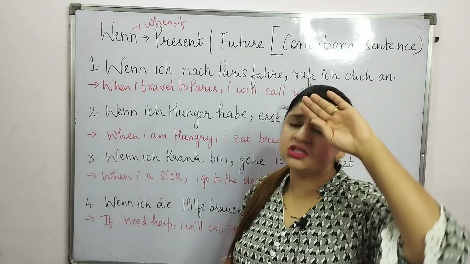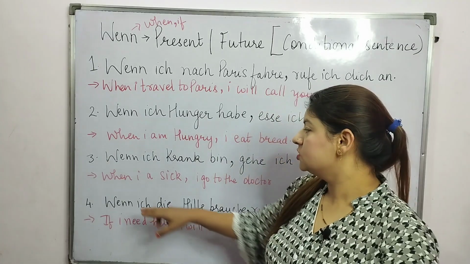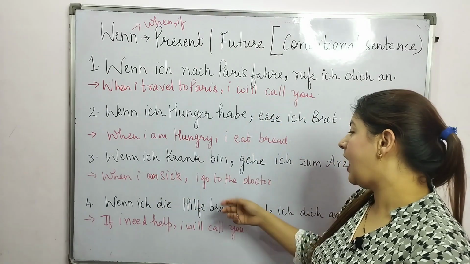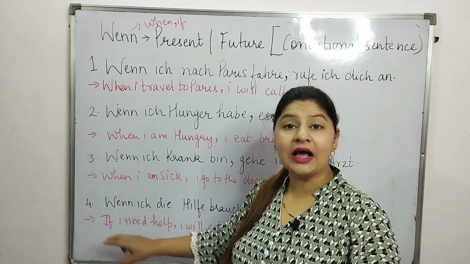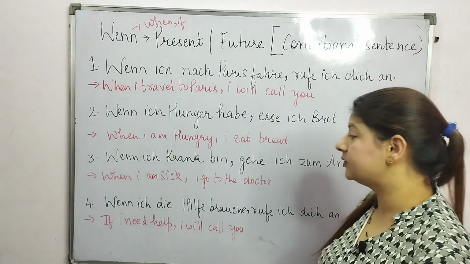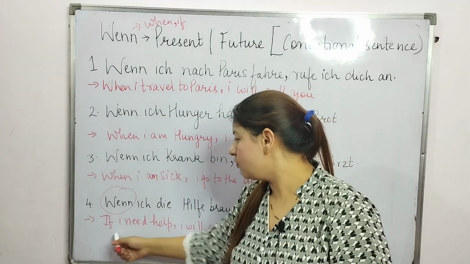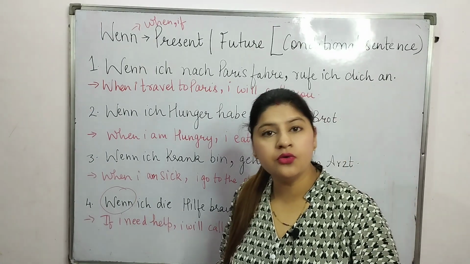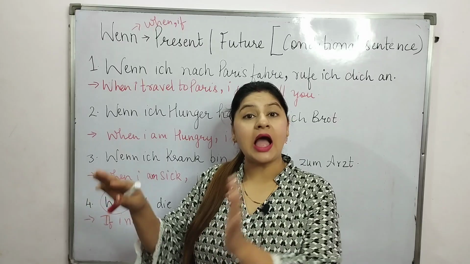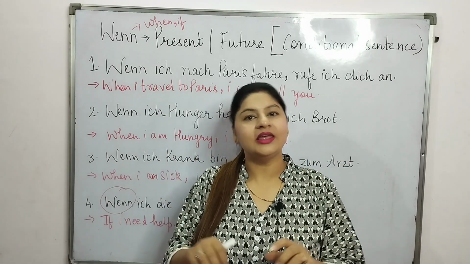Wenn ich krank bin, gehe ich zum Arzt. So when I am sick, I go to the doctor. Now here in the last example, wenn ich die Hilfe brauche, rufe ich dich an. So here wenn is used as if for the conditional sentence. If I need help, I will call you. So here we have done the difference between als and wenn. So students, I hope the concept of als and wenn is clear to you.